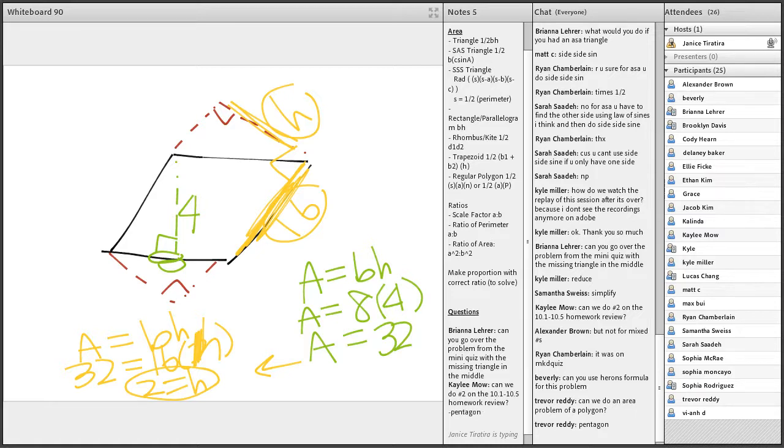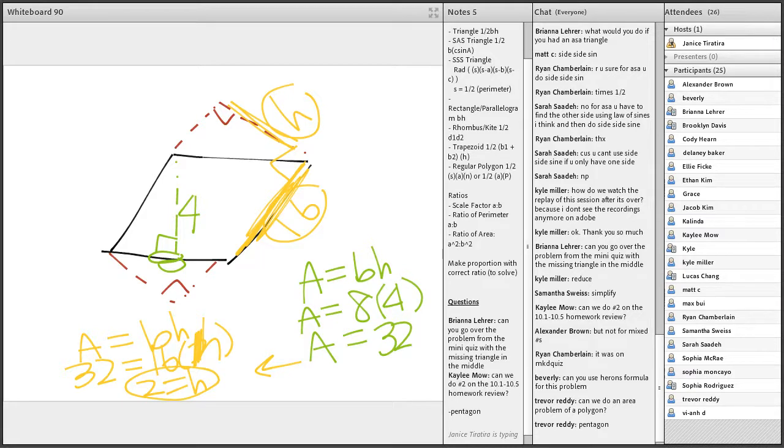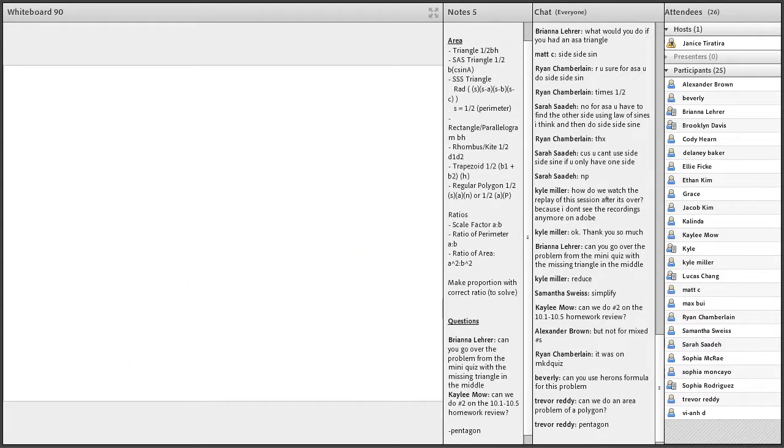So Brianna asked, missing triangle in the middle.